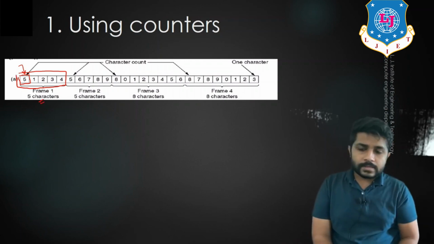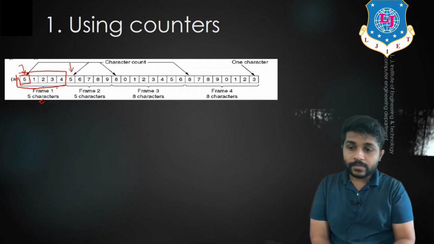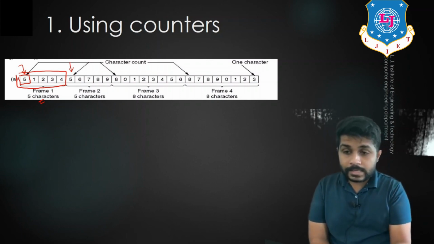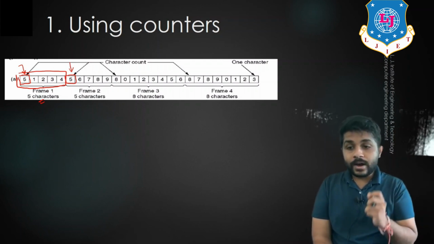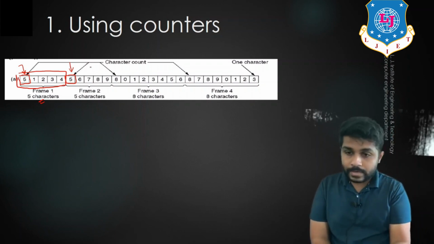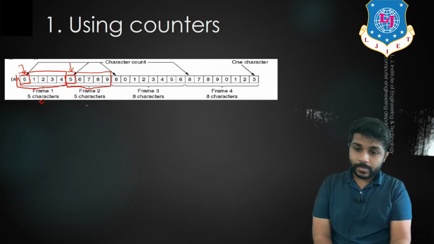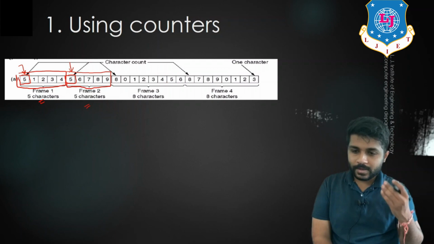After frame 1 is received, the receiver will check the first character again. Again the receiver finds that the value of the first character is 5. So from that, the receiver gets to know that there are a total of 5 characters in the frame. So the receiver will receive 5 characters and consider them as the next frame. So the same concept goes on.